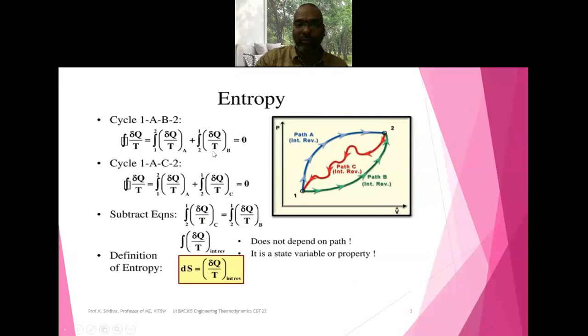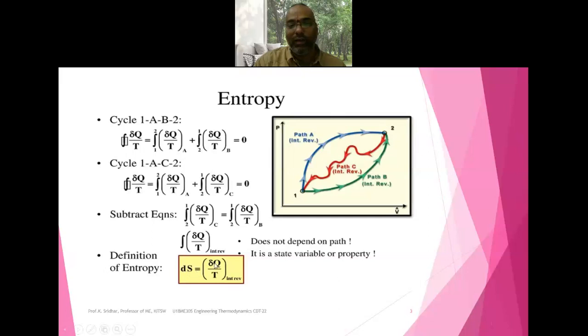So whenever we subtract these equations, we are able to say that the integral of delta Q by T along path C is equivalent to the integral of delta Q by T along path B. That is, the delta Q by T value is the same if we take path C or path B. That indicates that it is independent of the path followed by the system. Whenever it is independent of the path followed by the system, it is an example of a point function. So delta Q by T is not at all dependent on the path, and that's why we can say that it is a property.